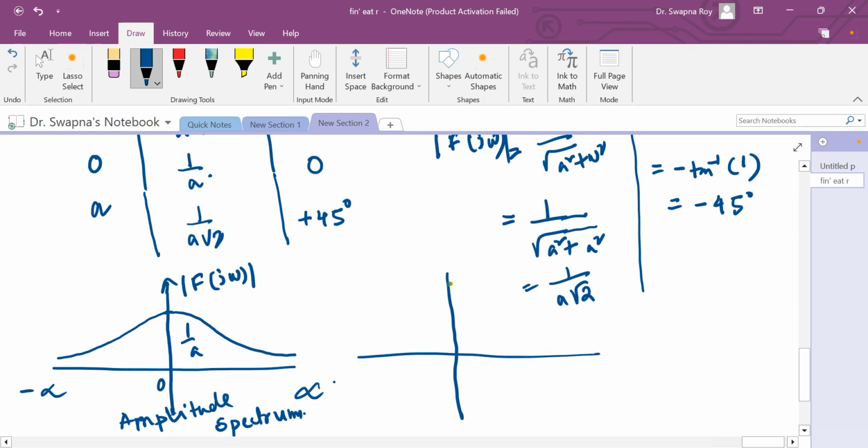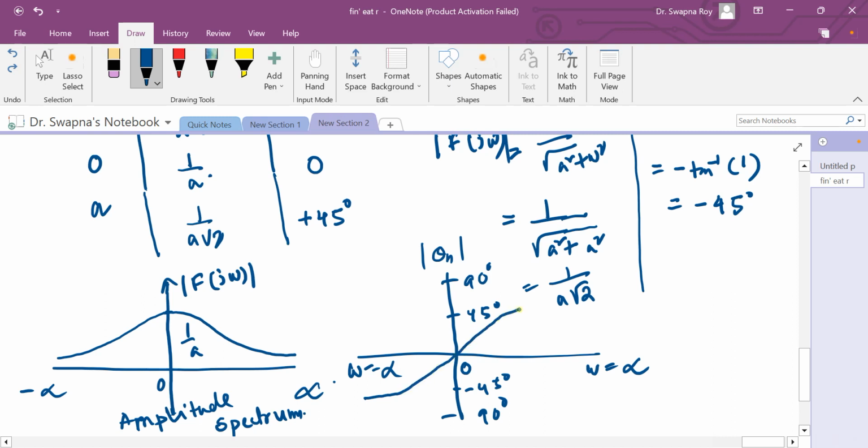Now we'll draw the phase spectrum. Here we'll get this theta in plus 90 degree, minus 90 degree, minus 45 degree, plus 45 degree, and this is 0. The plot will be like this. This is omega is equal to minus infinity, this is omega is equal to plus infinity. So it will be like this.